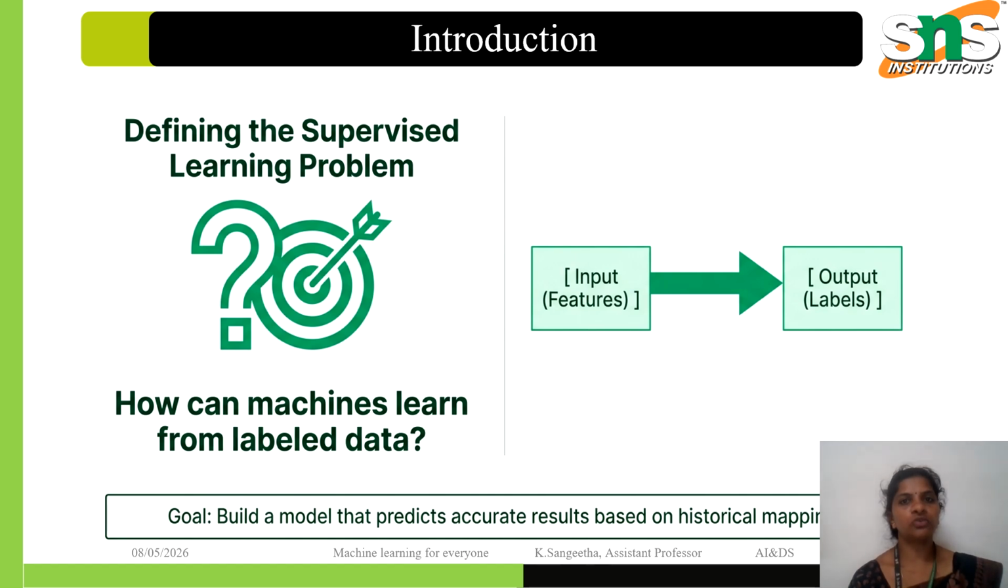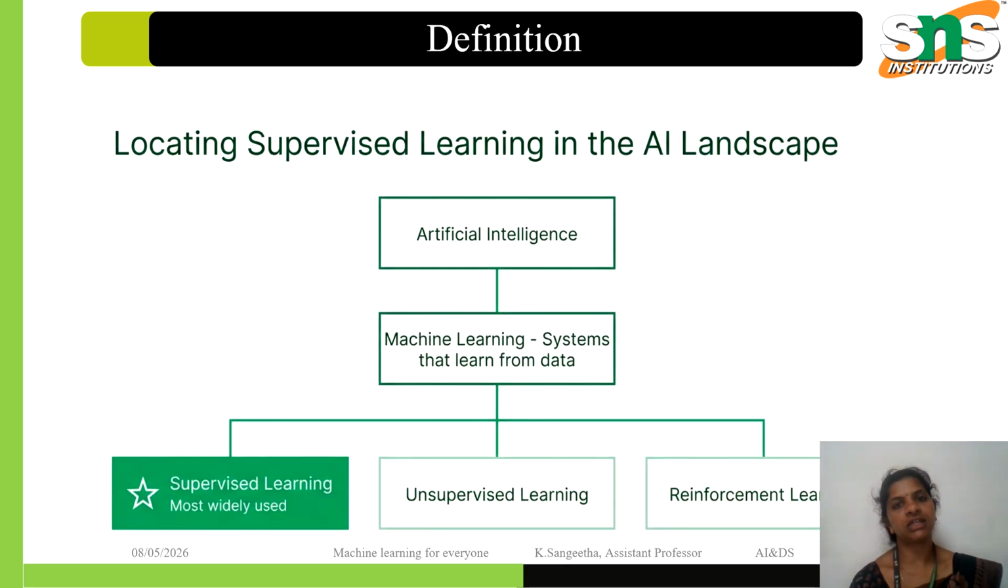Supervised learning is one of the most popular machine learning techniques because it is easy to understand and highly accurate when sufficient labeled data is available. The learning process is similar to a student learning from a teacher. The teacher provides both the questions and the correct answers. After enough practice, the student can answer new questions independently. Similarly, machine learning models learn from labeled examples and later predict outputs for new data. The technique is widely used in healthcare, finance, banking, education, and many other industries.